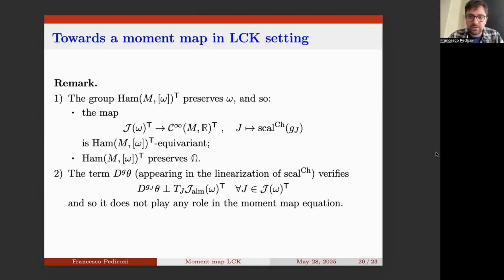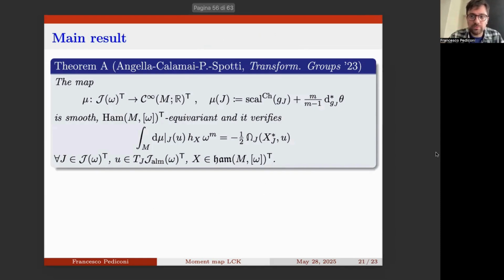Well, actually, by means of this remark, we were able to prove the main theorem of this work, which is that under these assumptions, the map defined on the space of integrable, compatible complex structures, that takes one of these complex structures and gives the Chern scalar curvature of the corresponding metric plus a certain multiple of d star theta, is actually smooth, equivariant, and it verifies the same formal moment map equations that we saw in the Donaldson-Fujiki framework.